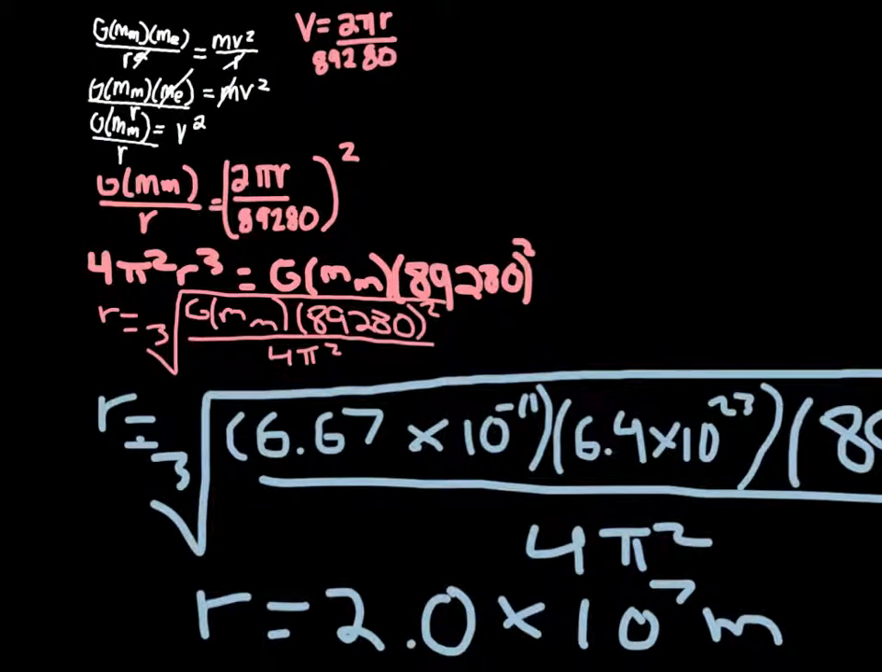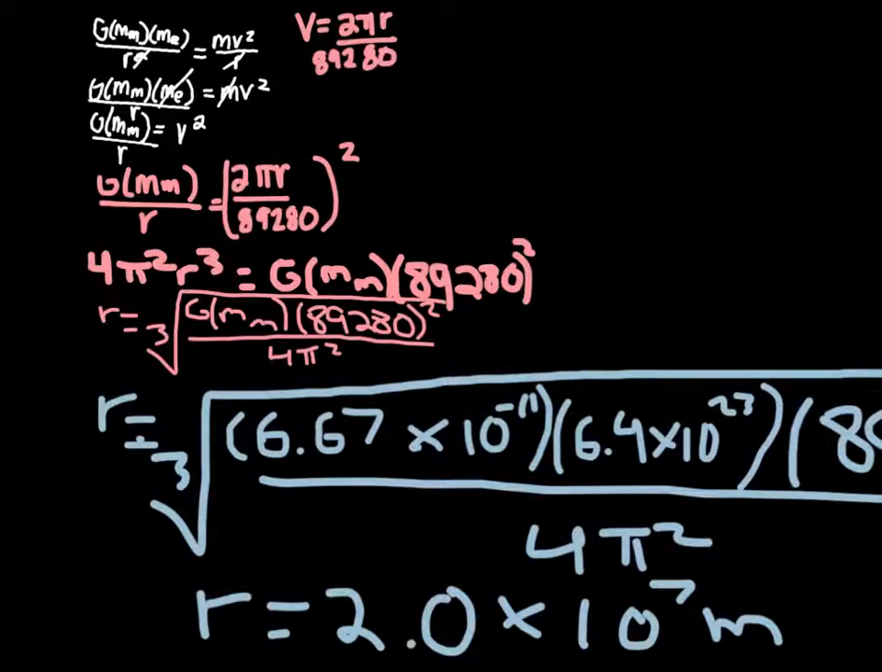To solve this problem, you use the equation G times the mass of Mars times the mass of Earth over r squared equals mv squared over r. This simplifies to G times the mass of Mars over r equals v squared, because the mass of Earth cancels out and there are multiple r's on each side of the equation.